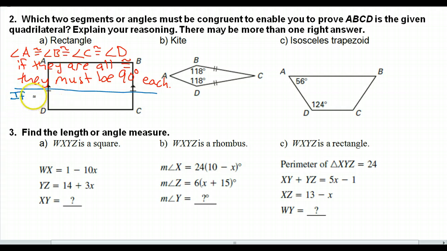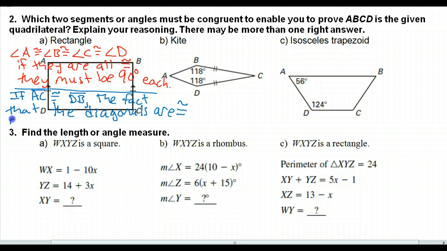So the diagonals here are AC and DB. So if AC is congruent to DB, the fact that the diagonals are congruent means it's a rectangle.